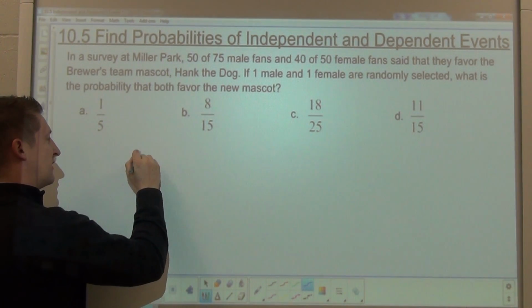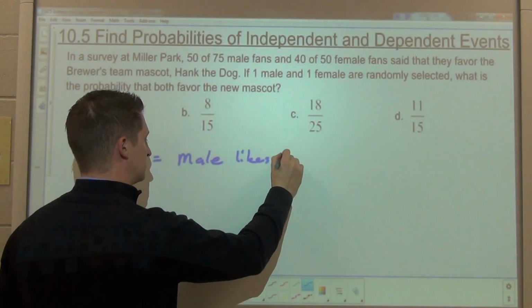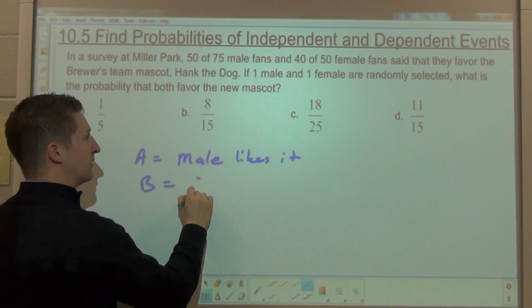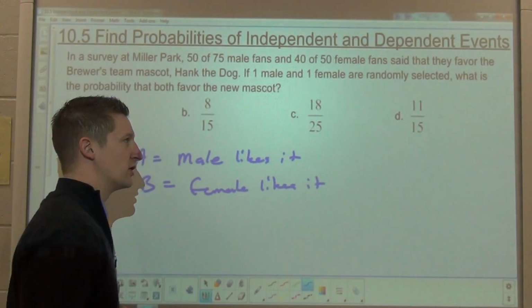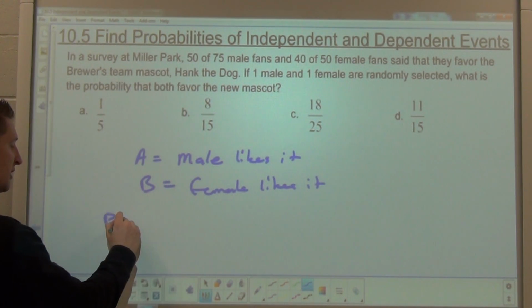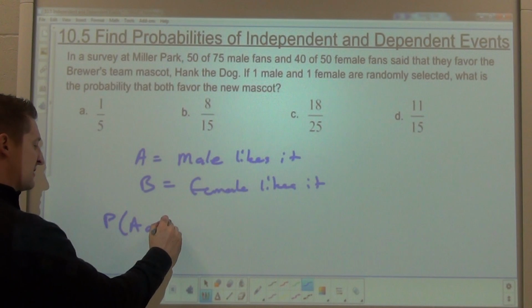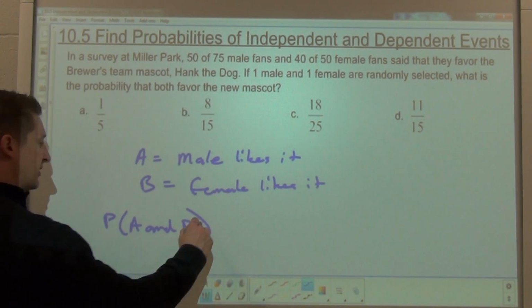Well, let's see. Event A, I'm going to say the male likes it. And event B, the female likes it. It being Hank the Dog. So if I want the probability of A and B, and again, the key word today is the word and. Now, in the last lesson we had the word or, and with the word or we had to add probabilities together. When I have the word and, that means I'm going to multiply a couple of different things.